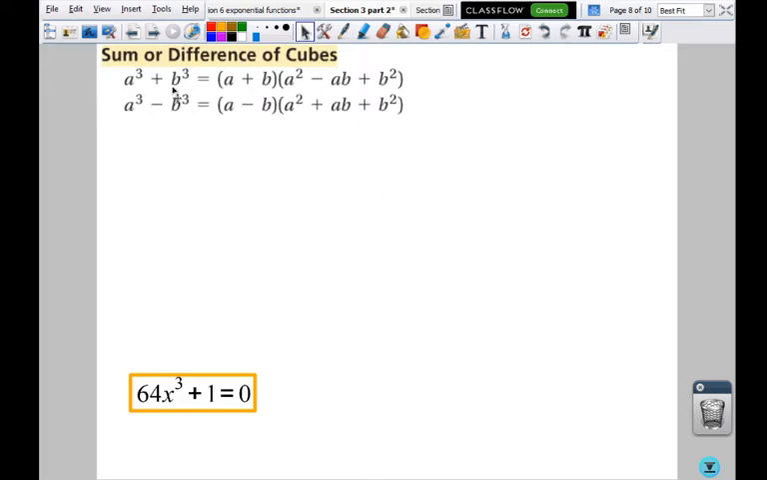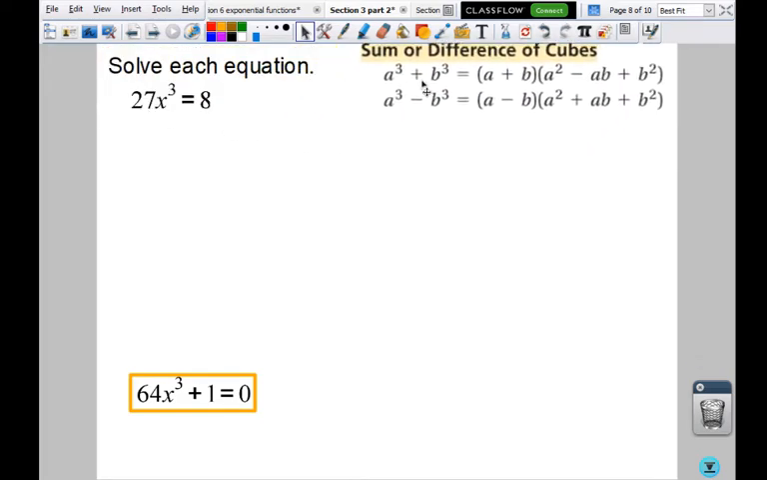But what's the difference between the top one and the bottom? So, that's a good question. The top one is whenever I have a plus sign between two things, I use the top one. The bottom one, whenever I have a minus sign between the two things, I do the bottom. It's something plus something, right?